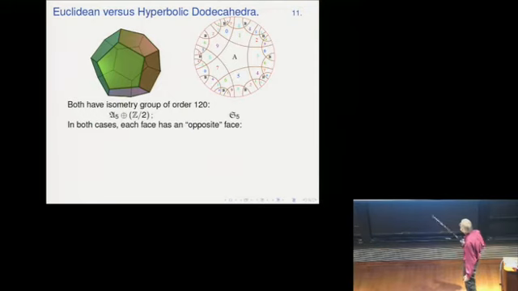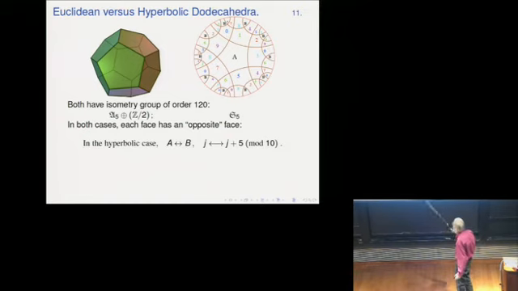In both cases, each face has an opposite face. I've tried to indicate this over here by labeling opposite faces with the same color, but I know that's rather hard to see. But A and B are opposites, and each integer j is opposite to j plus 5. So for example, you see up there that 7 and 2 are both colored red. 9 and 4 are both colored sort of violet, and so on. And A and B, of course, are both colored black.